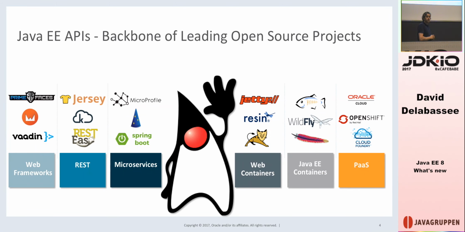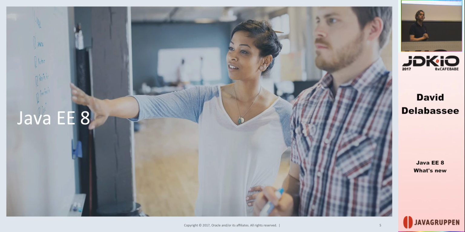So the current version of the Java specification is Java 7. It was finalized quite some time ago. So we started at that time to think about what we should do next for Java EE 8. It took a bit of time, but nevertheless, we are here to talk about Java EE 8. So today I will give you a quick overview of some of the new capabilities that we are adding to the Java EE platform.